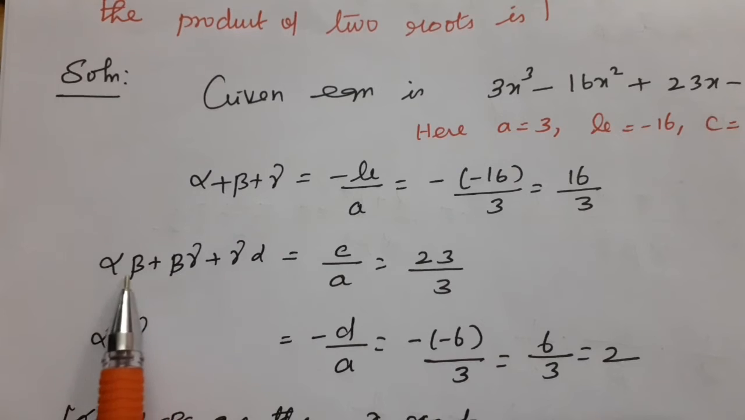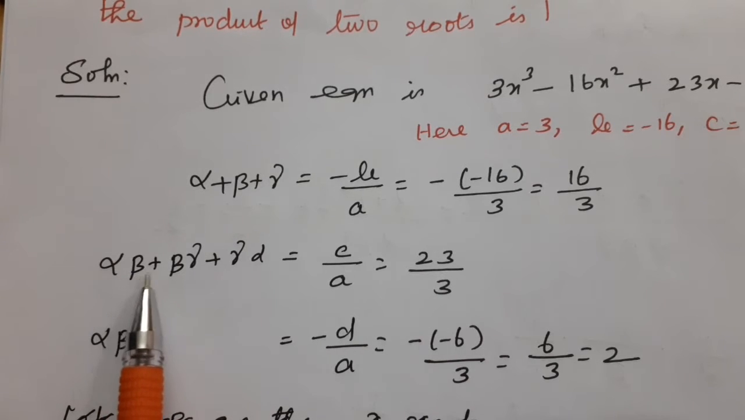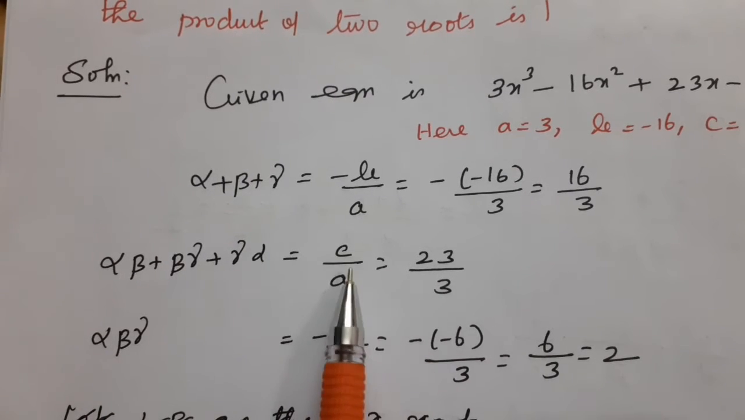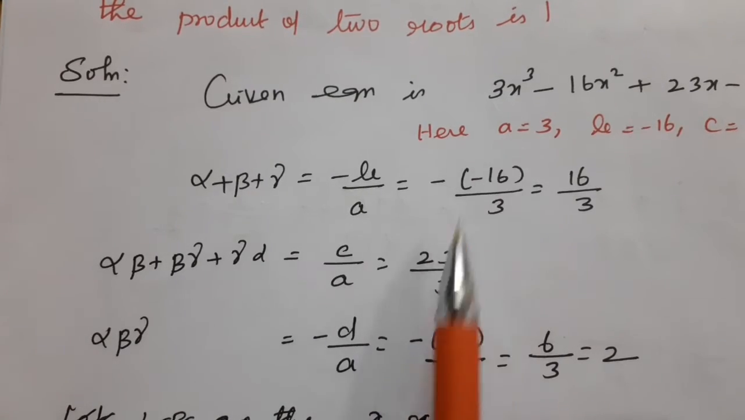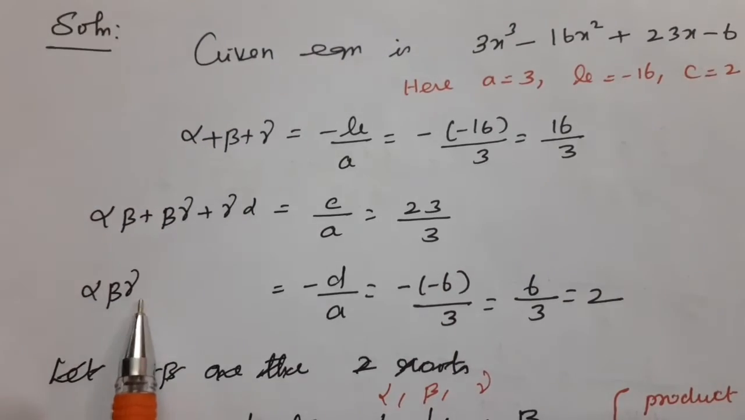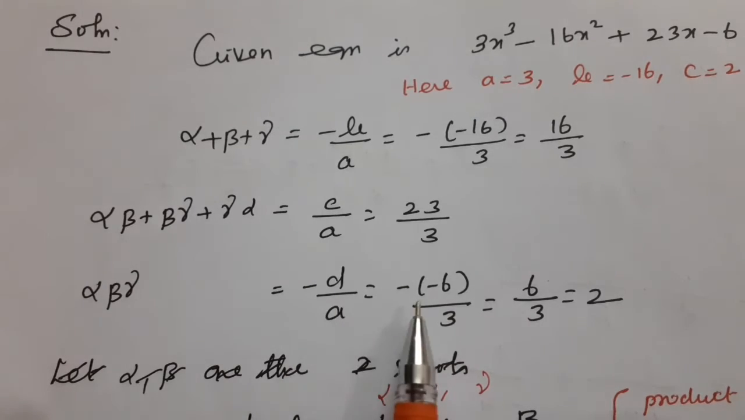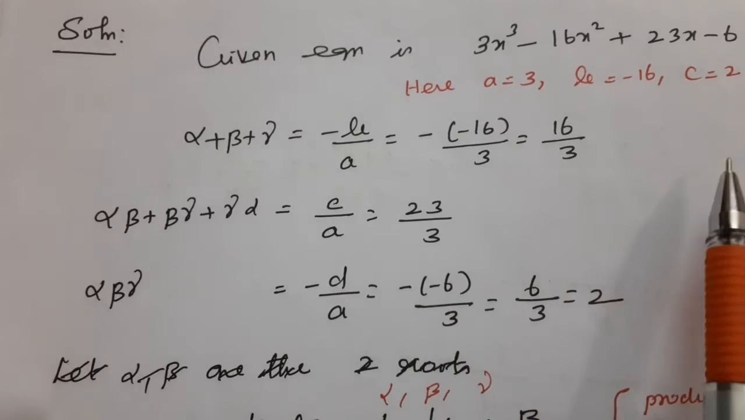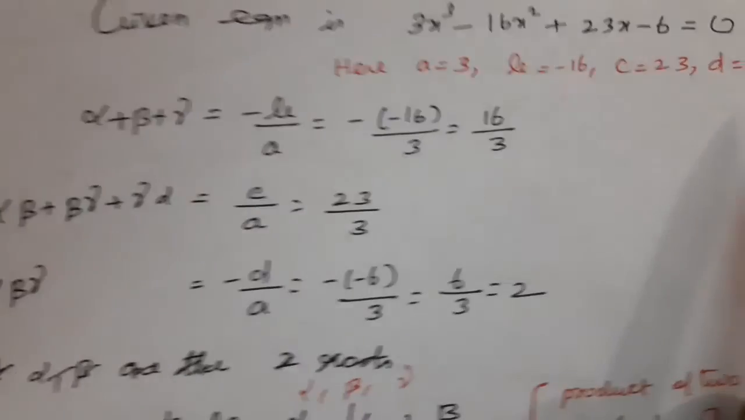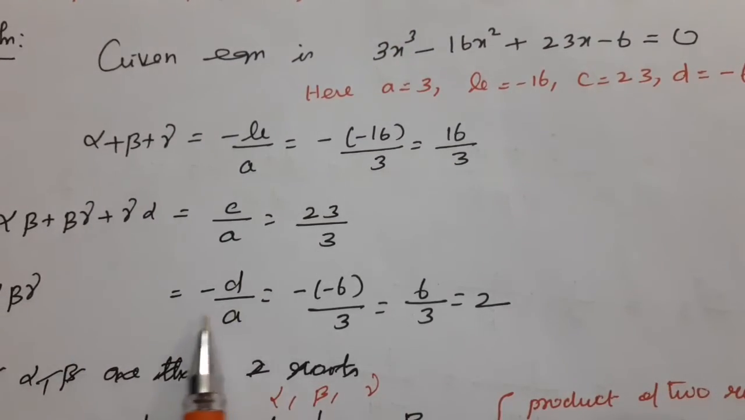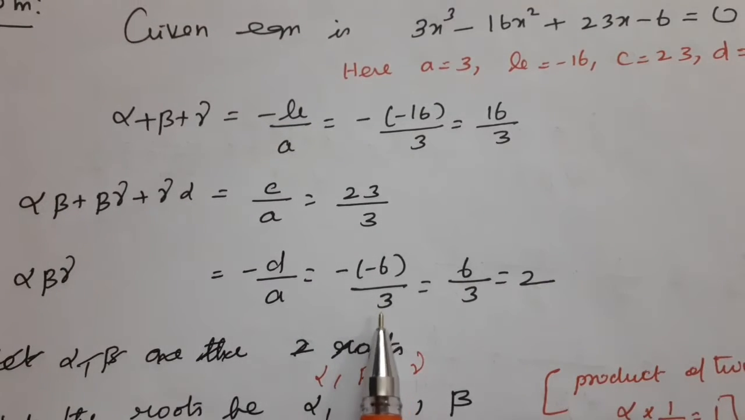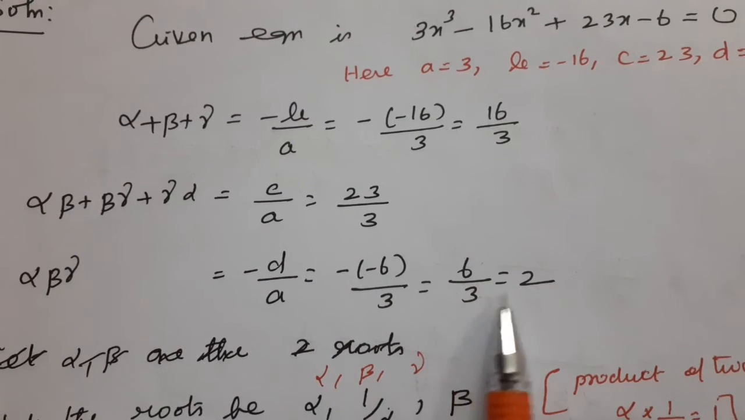Second one: alpha beta plus beta gamma plus gamma alpha equal to c by a. C is 23 and a equal to 3, so 23 by 3. Alpha beta gamma is minus d by a. D value is minus 6, so minus of minus 6 by 3, that is 6 by 3, which is 2.